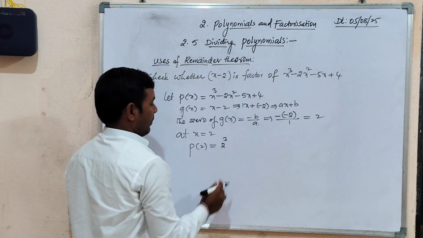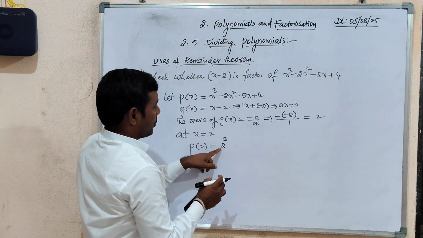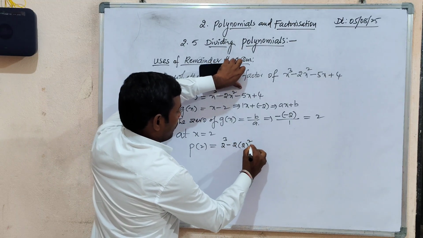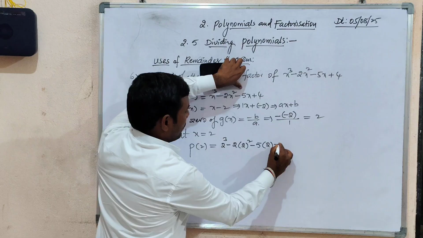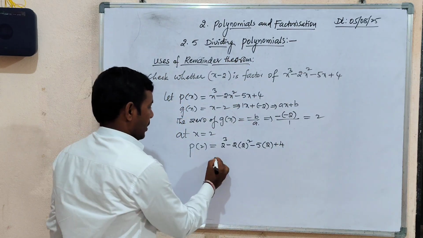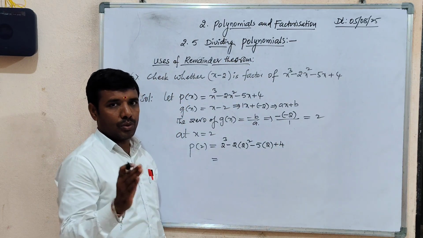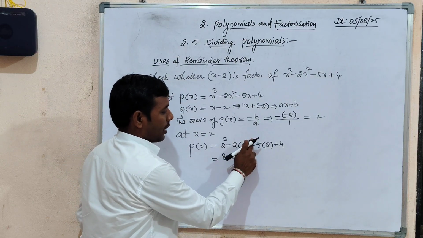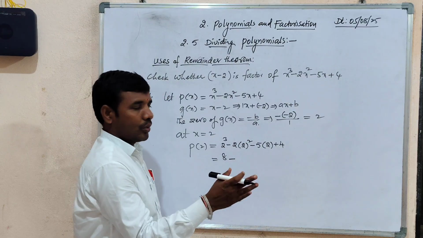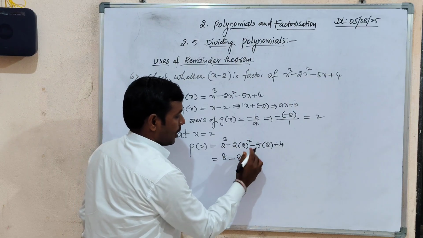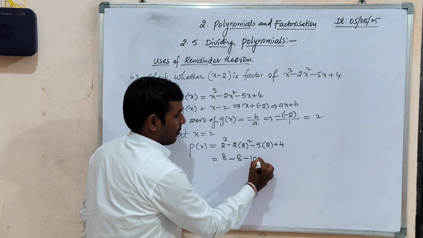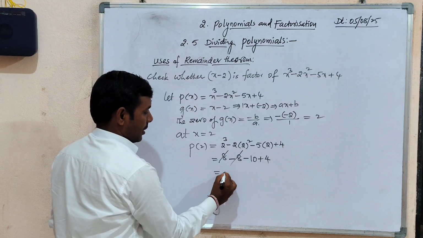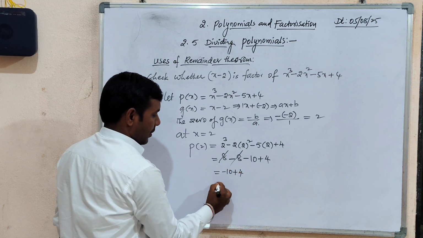2 to the power of 3, substitute 2 for x. So, minus 2 into 2 power 2, minus 5 into 2, plus 4. Now 2 power 3 is nothing but 2 into 2 into 2, 2 twos are 4, 4 twos are 8. Minus 2 square, 2 square indicates 2 into 2, 4. 4 twos are 8. Now minus 5 twos are 10, plus 4. Now plus 8 minus 8 cancel. Minus 10 plus 4. Now the answer is minus 6.